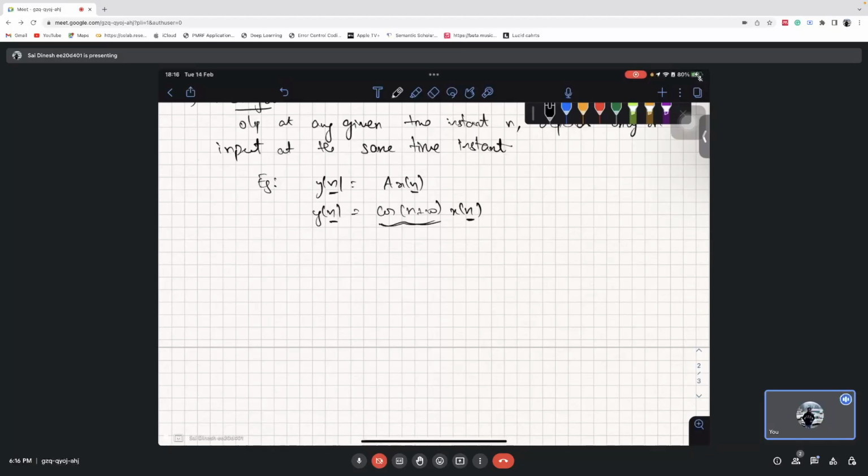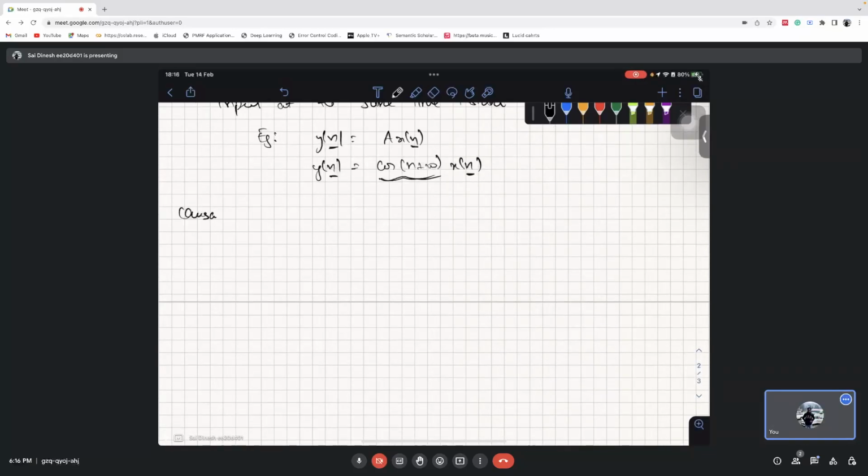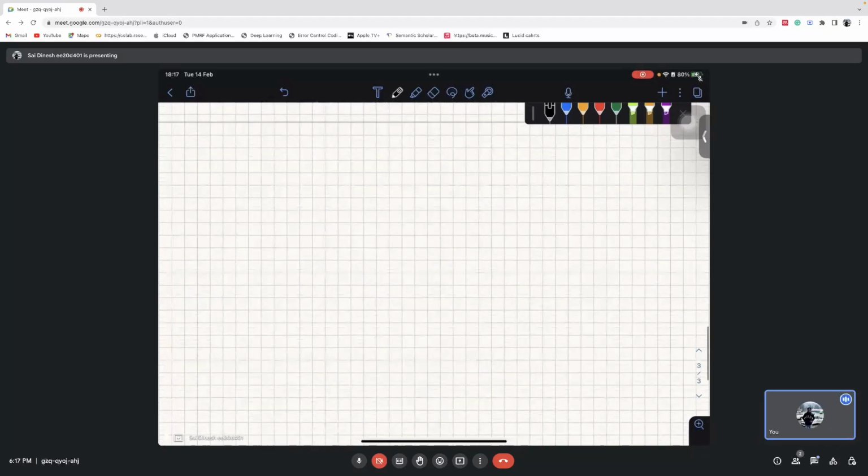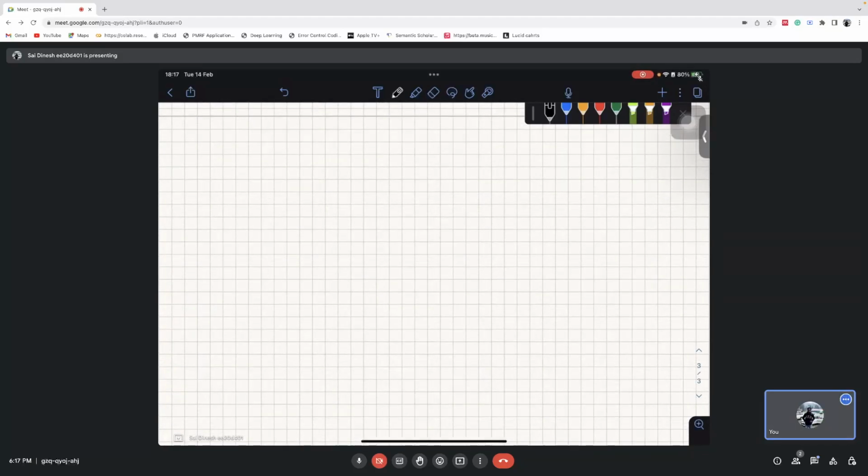And a causal system means that the output at a given time instance does not depend on future samples. The output at n does not depend on future samples. So these are the properties. And then next we come to the two most important properties.